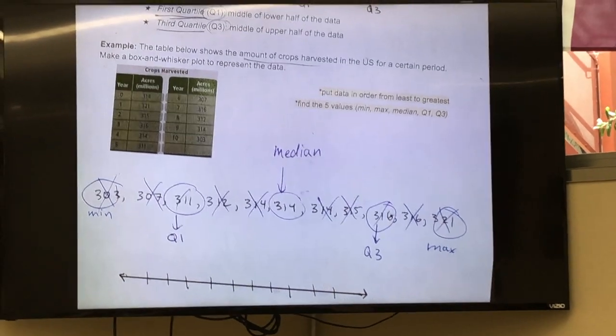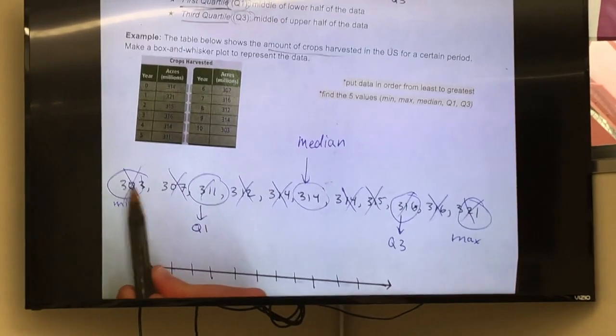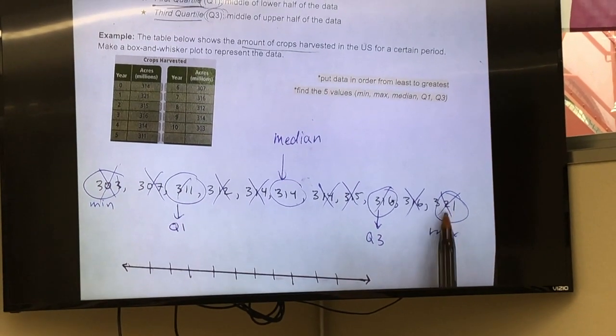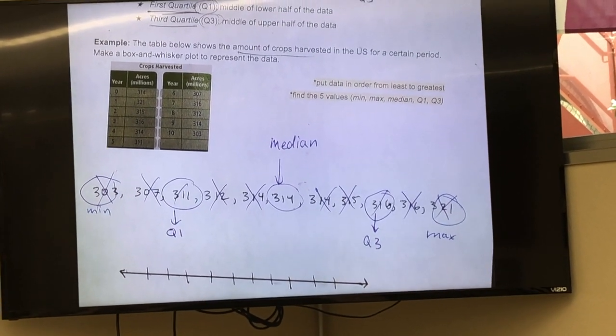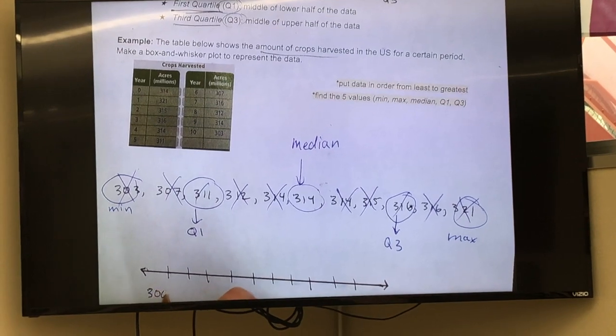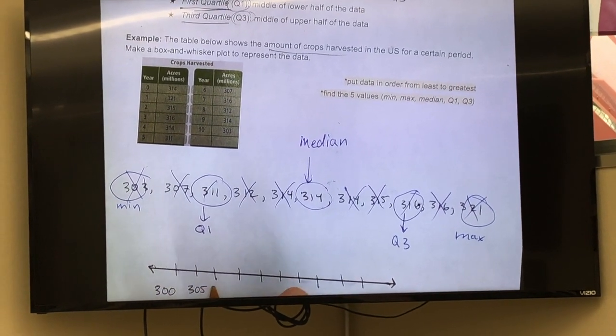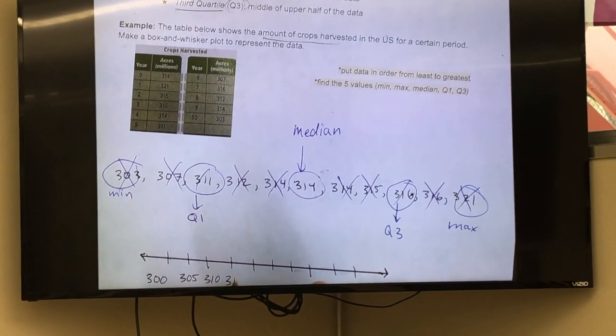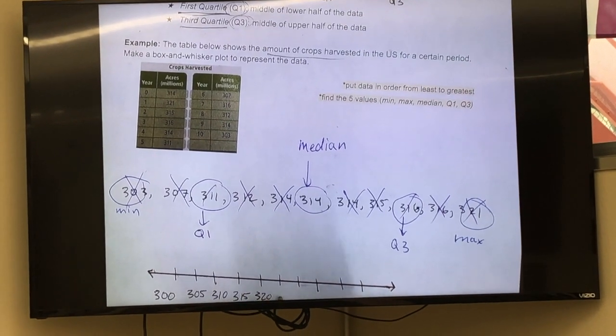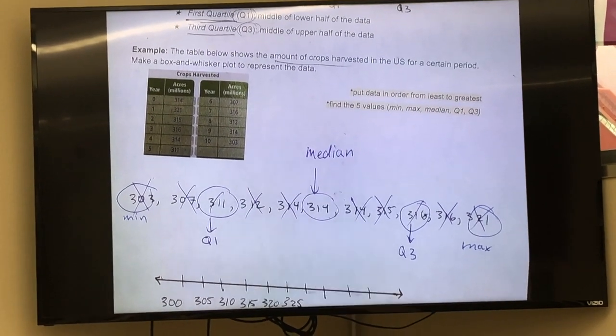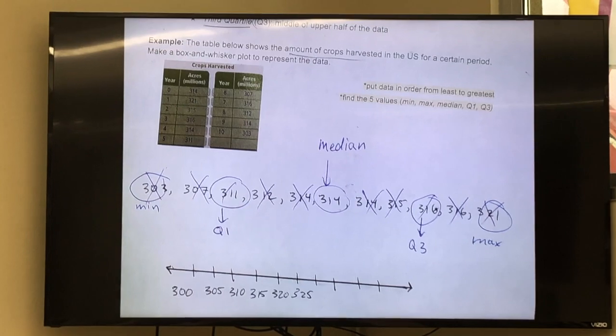Now we're gonna make it. All right, we go from about 300 to 321 and about 325. I'm gonna go by fives. You have to figure that out on your own on what you want to go by. Going by fives. That was my decision. All right, and that's all I need because my max is 325.